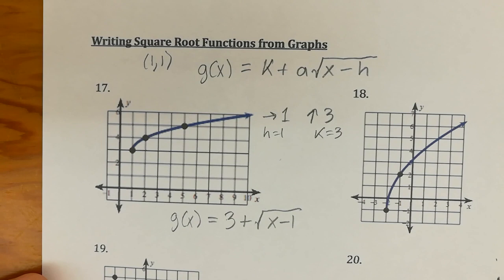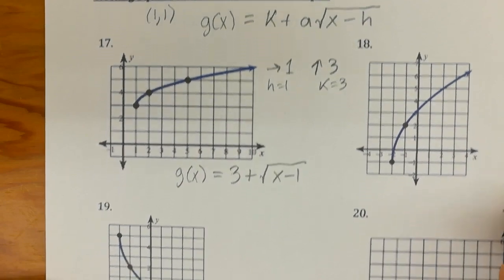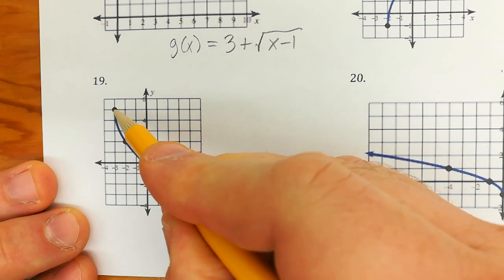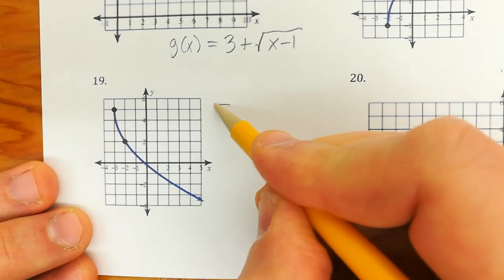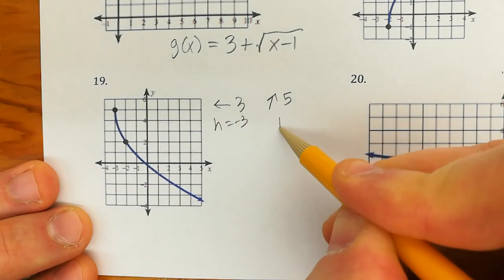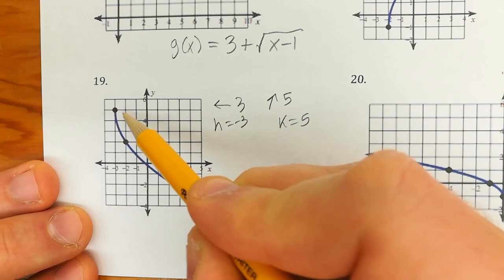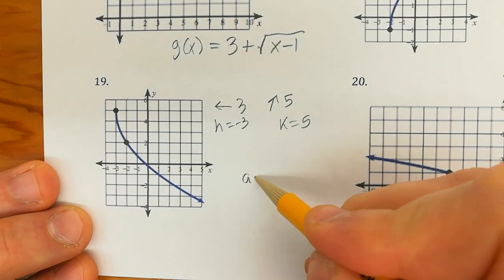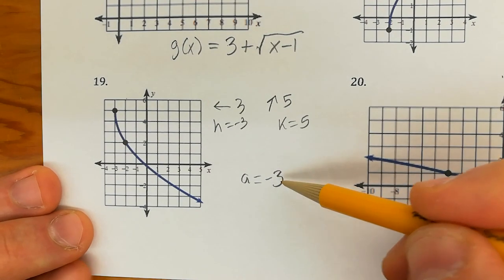All right. Let's do one that's a little bit more interesting here. How about we do number 19. All right, so looking at the starting point here, it's been moved left 3, up 5. So that means that h is negative 3, k is 5, and then it looks like the reference point, the first point to the right here, is not over 1, up 1, it's over 1, down 3. So that just basically means that a is negative 3, or in other words, we have a reflection over the x-axis and a vertical stretch of 3.